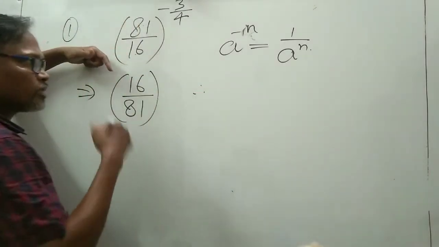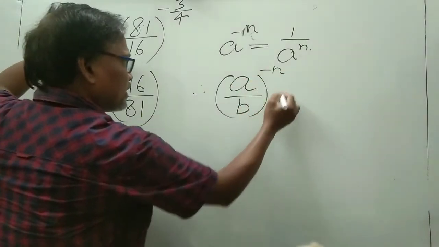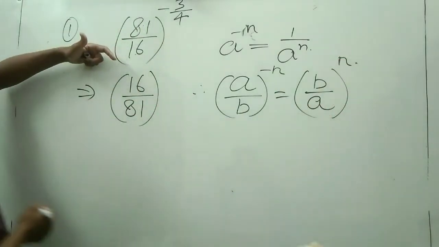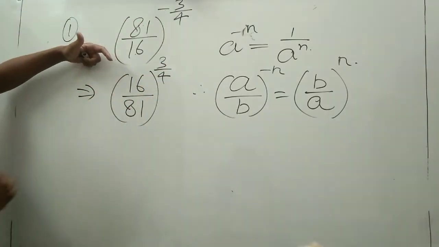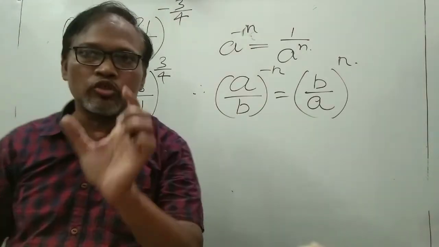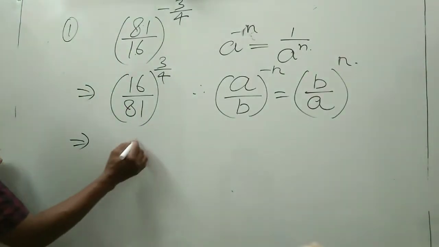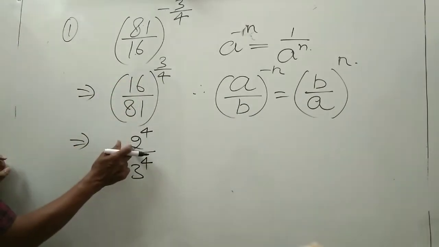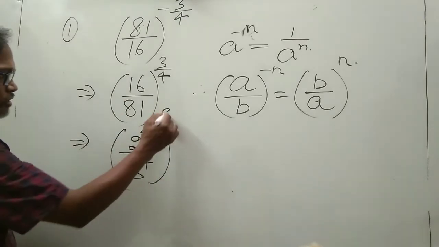And by this way, you can write one more rule: a upon b to the power minus n is equal to b upon a to the power n. You can write this, and this plus 3 by 4 it will be. Clear? Now change 16 into prime factors and 81 also into prime factors. So 2 to the power 4 upon 3 to the power 4, because 16 you can write as 2 into 2 into 2 into 2 and 81 as 3 into 3 into 3 into 3. So by this way you will get it.